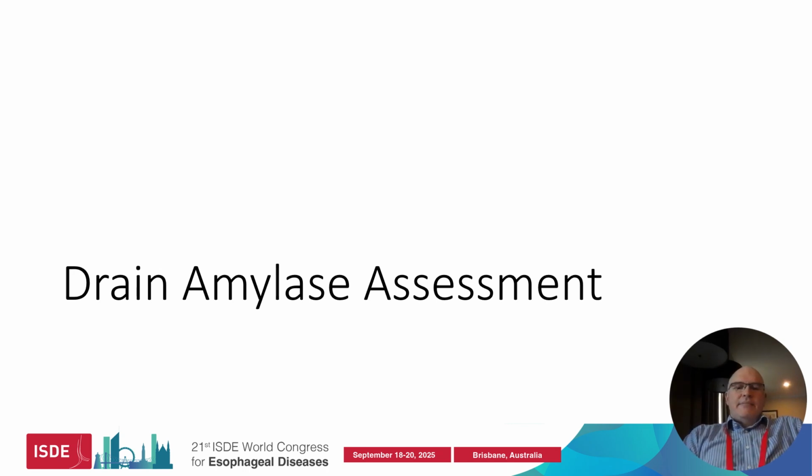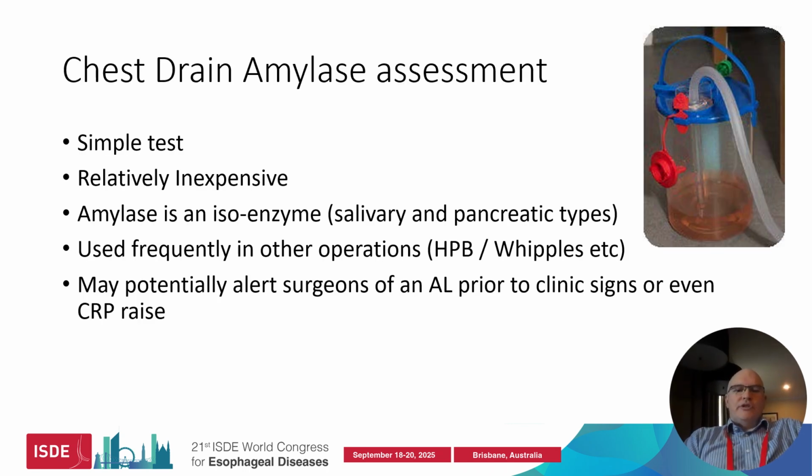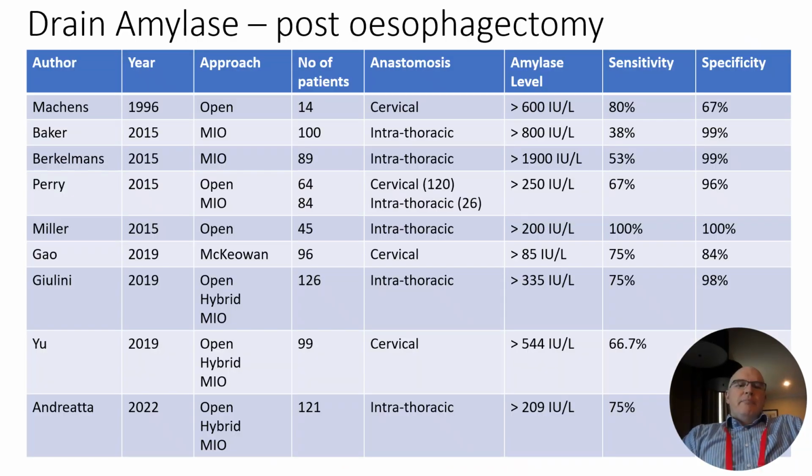Drain amylase assessment is a simple test. It's inexpensive. You need to be aware that amylase is an isoenzyme, so it does have salivary and pancreatic types. And it's used frequently in other operations, such as pancreas resection, etc. And it potentially may alert surgeons of an anastomotic leak prior to clinical signs or even a CRP raise. And there's been many studies on this.